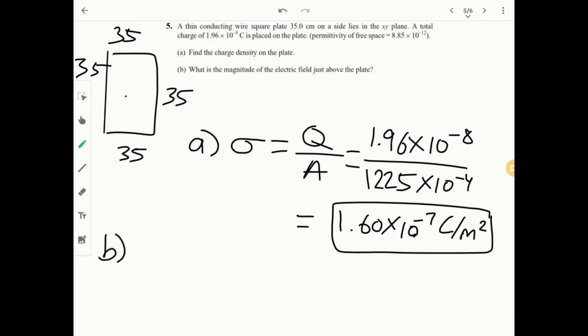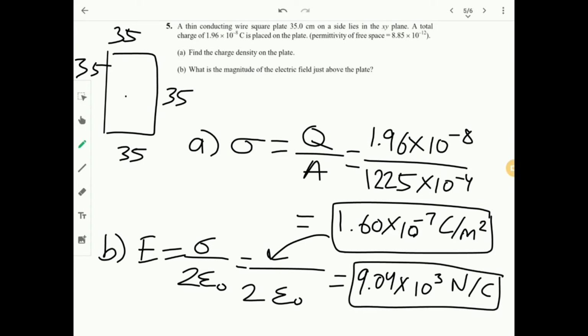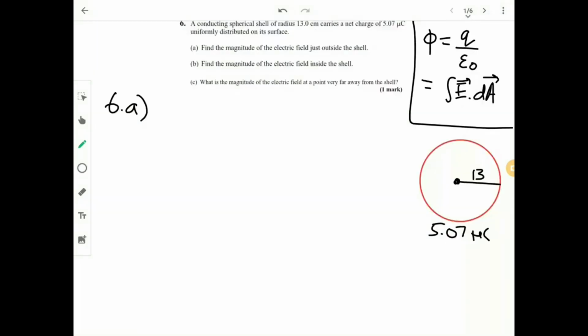Part B, electric field. You should memorize the formula. It's sigma over 2 epsilon 0. So this over 2 epsilon 0, I'm not going to write the number. And you should get 9.04 times 10 to the power of 3 newtons per coulomb. Significant figures is very important. Since we have 3 on both sides, we should always put 3. That's questions 3 to 5 done. Let's move on to question 6.